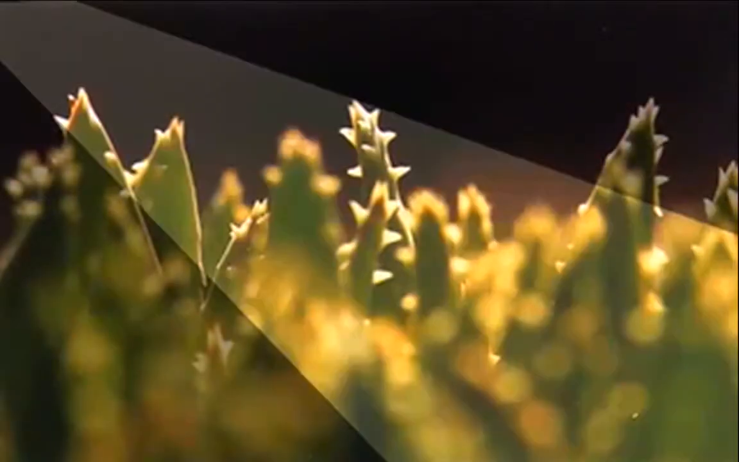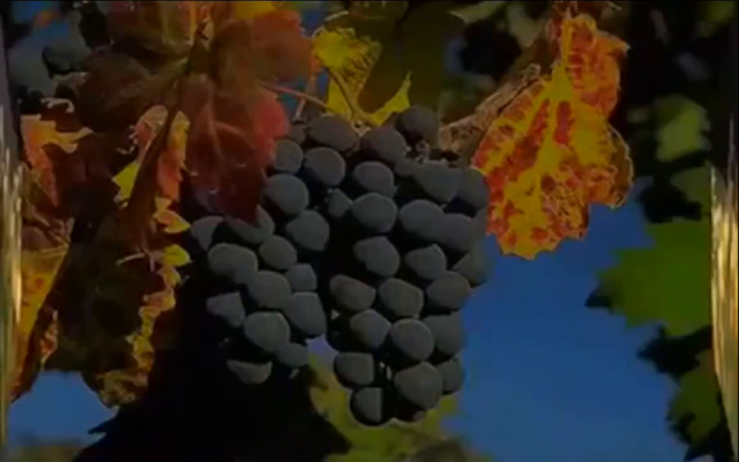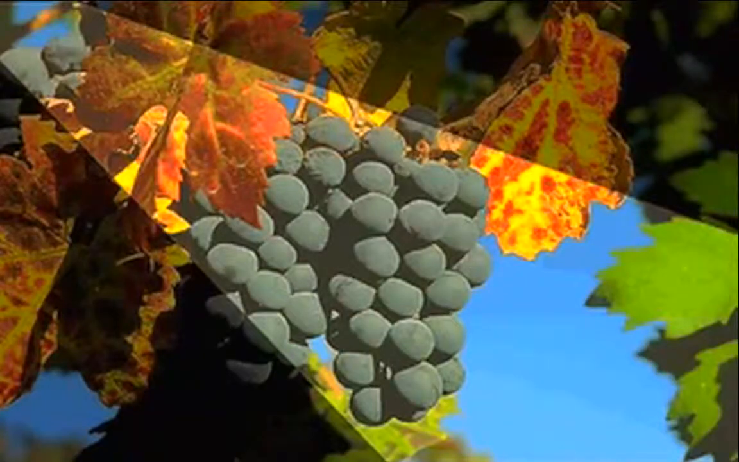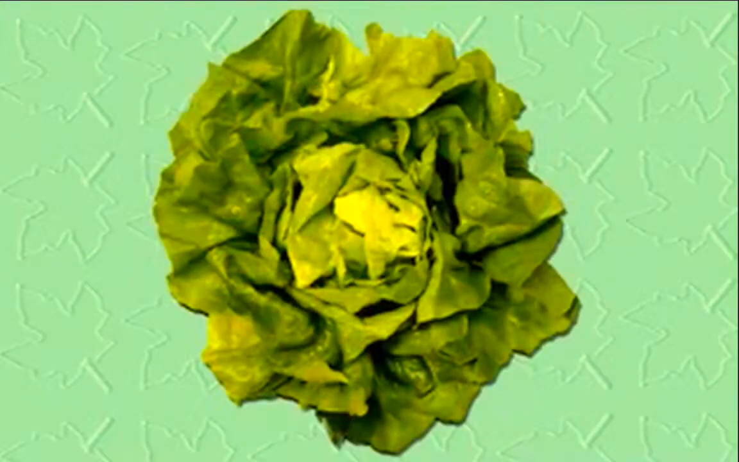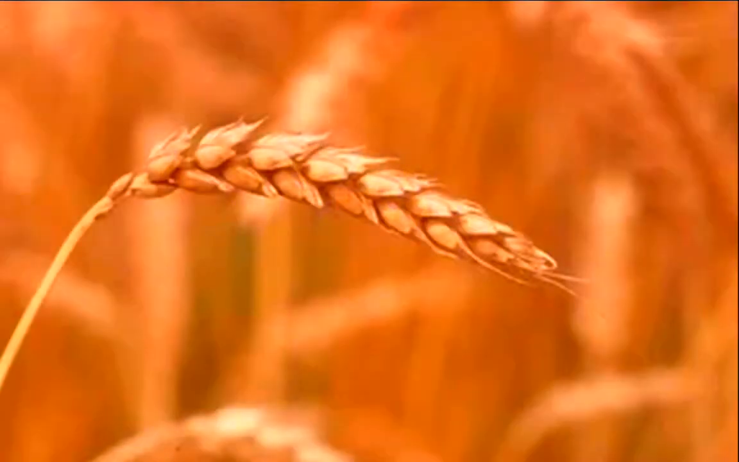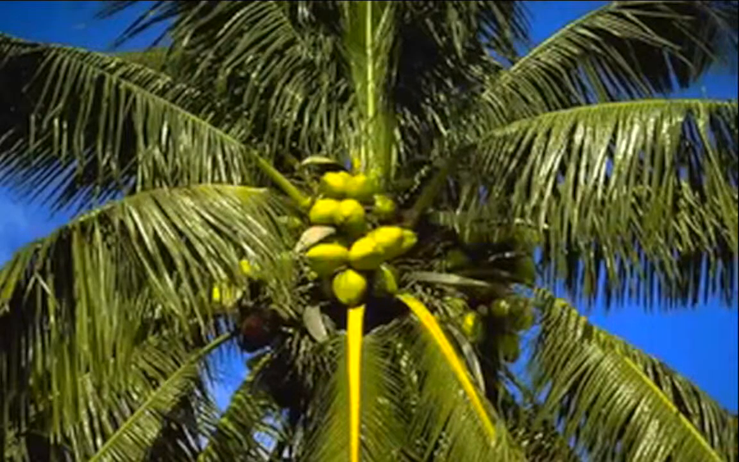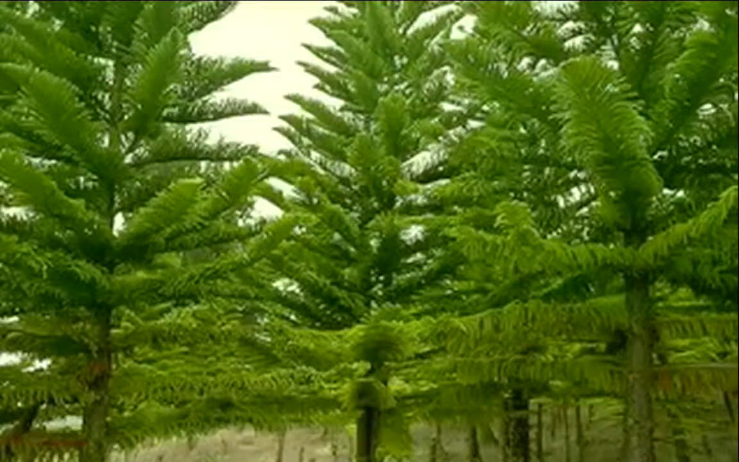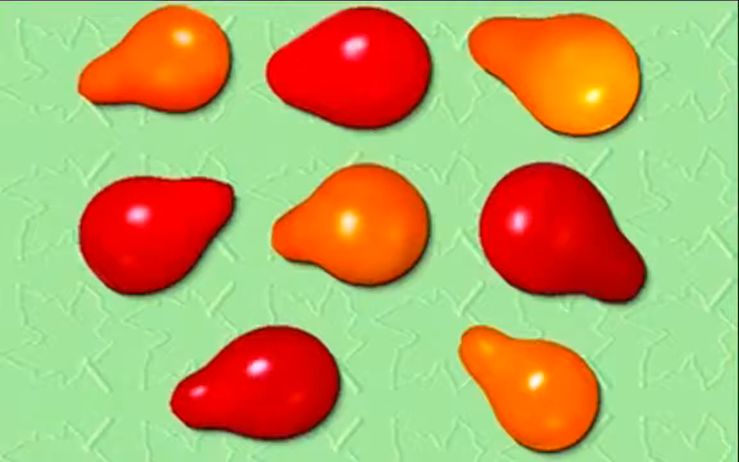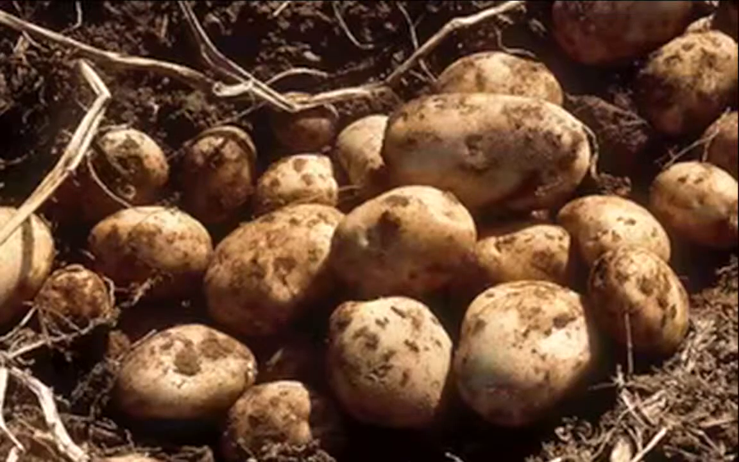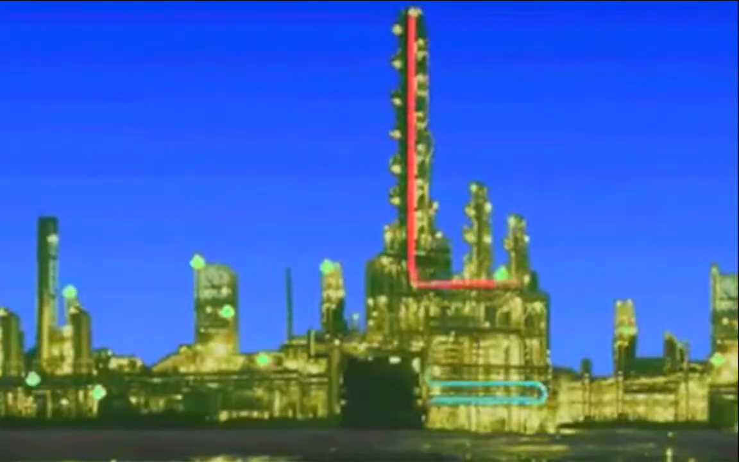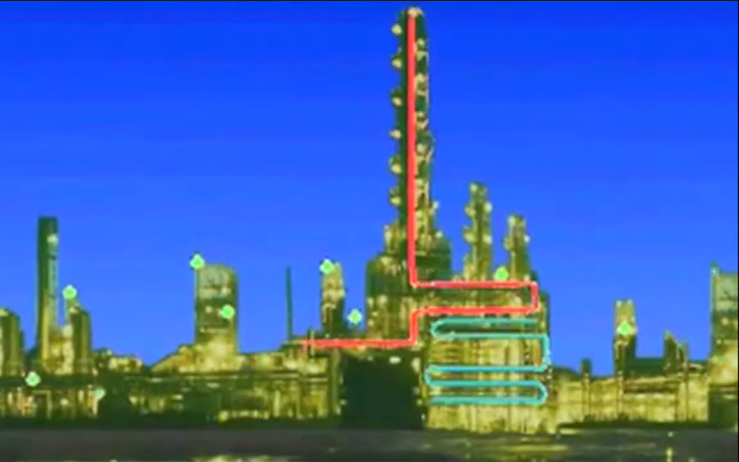This plant is a factory. So is this one. And this one too. Lettuce does the same thing as wheat. Palm trees and pine trees do it too. Tomatoes, potatoes. We can use this factory to show you how plant factories work.